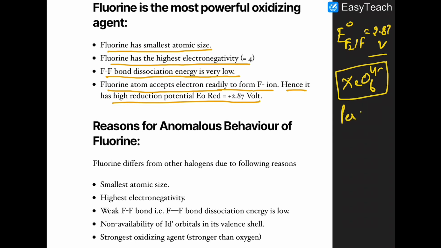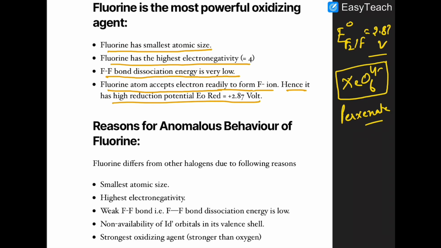Only the permanganate ion has a higher electroreduction potential value than that of fluorine. Okay, but still permanganates are very rare compounds. So in general we can say that fluorine is the best oxidizing agent.